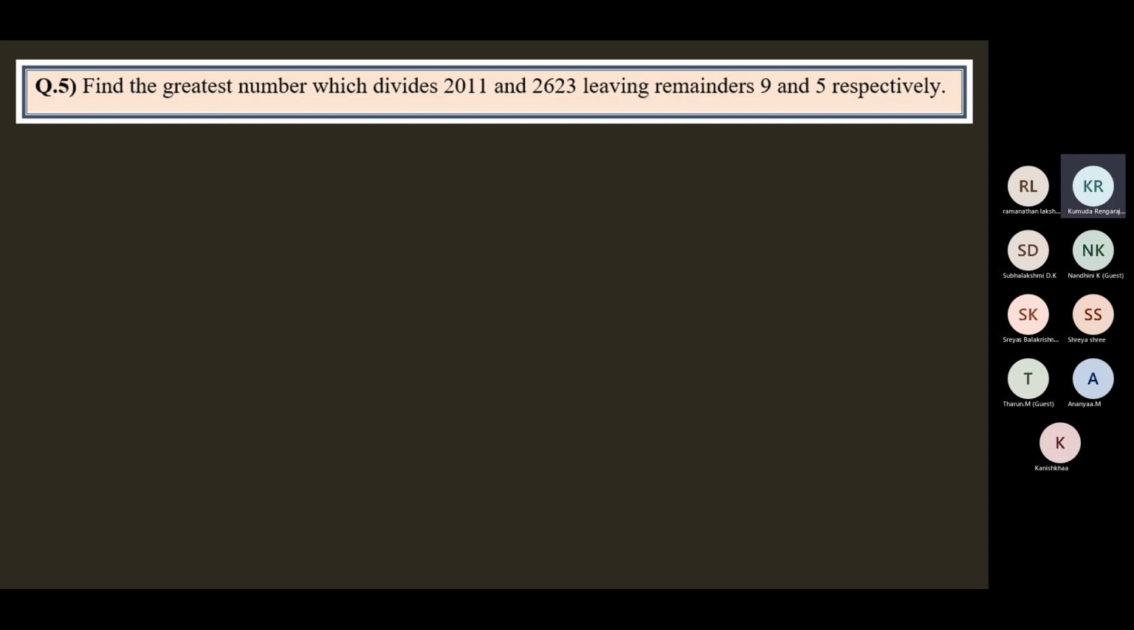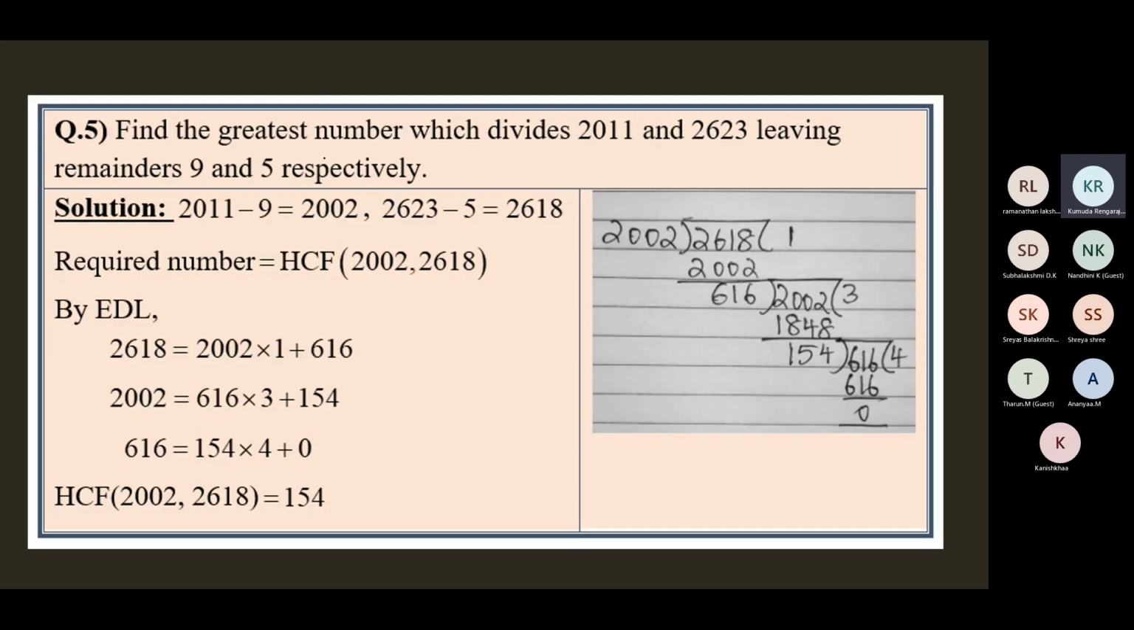Again, divides. You can see divides, so HCF, and different remainders are given. So you should subtract and then find the HCF. You must subtract.